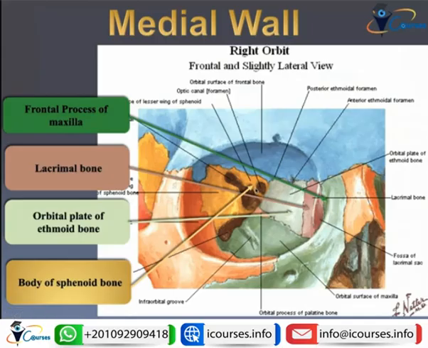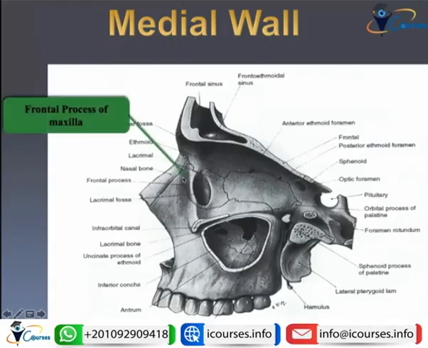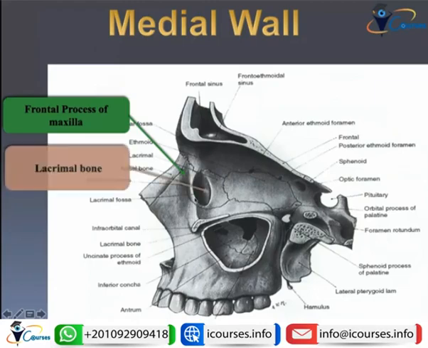So remember that the lesser wing makes a part of the orbital roof, while the body of sphenoid makes a part of the medial wall. Here is the medial wall of the orbit. If we have a lateral view, we will see the frontal process of maxilla here, and this frontal process of maxilla gives rise to the anterior lacrimal crest. Then we have the lacrimal bone, which features the posterior lacrimal crest. Between the anterior and posterior lacrimal crests is the lacrimal fossa, in which the lacrimal sac is located.